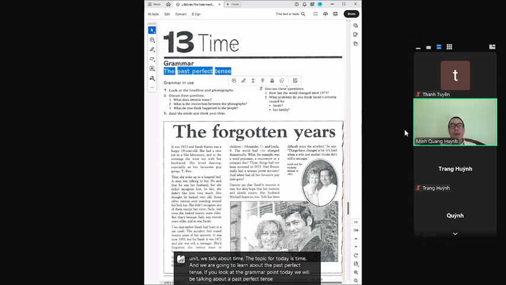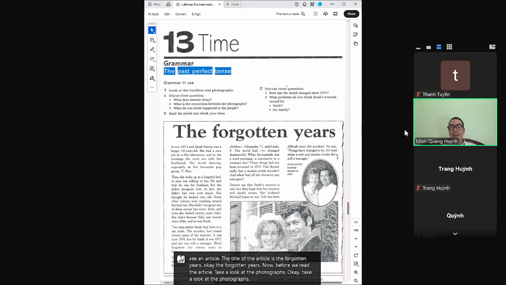But before we do that, we will be reading an article. When you look at page 104, you will see an article. The title of the article is The Forgotten Years. Now, before we read the article, take a look at the photographs.